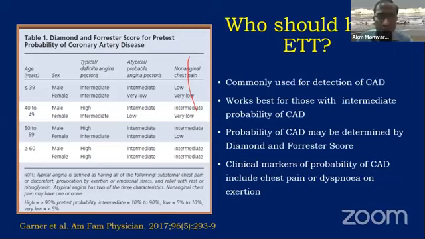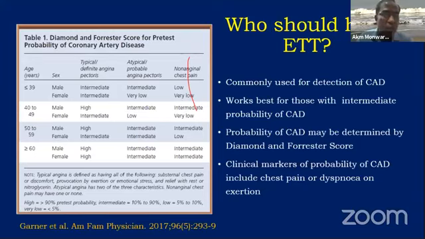This is not a very complex scoring system. This is rather simple. The main determinants of this scoring system are the presence of typical or atypical chest pain or no chest pain at all, and at the same time, the age of the patient and also the sex of the patient. As I have already mentioned, male patients, especially middle-aged men, have more chance of intermediate probability of coronary artery disease.